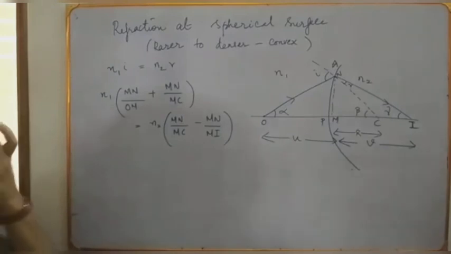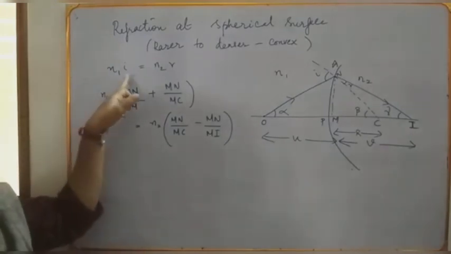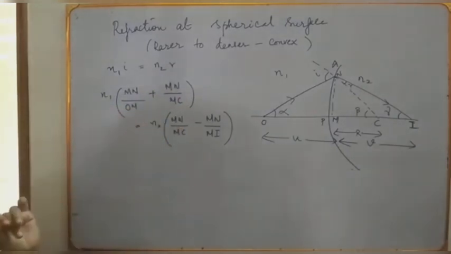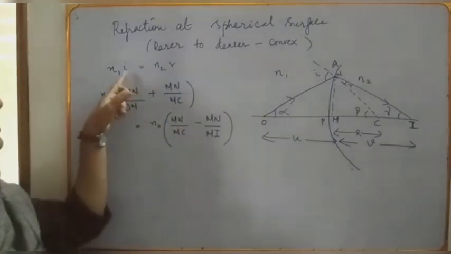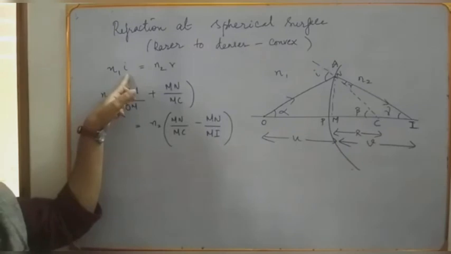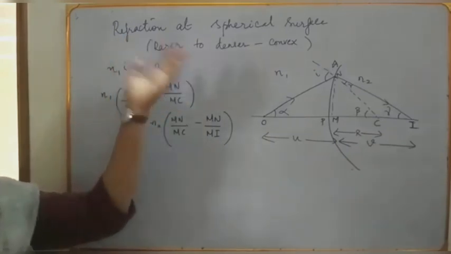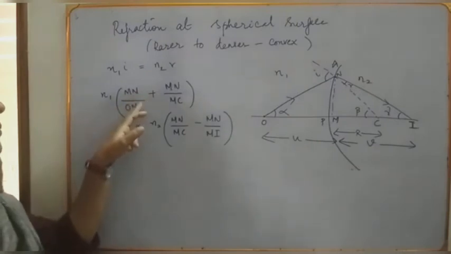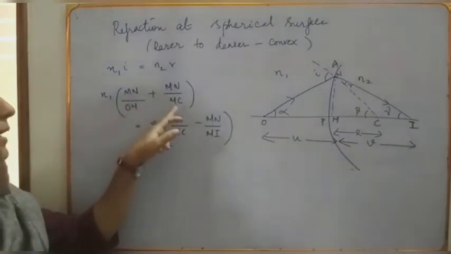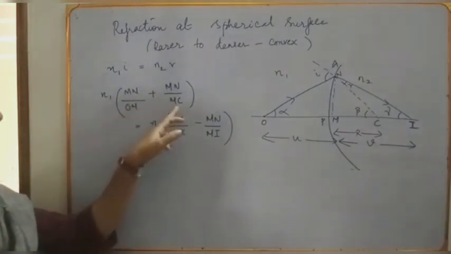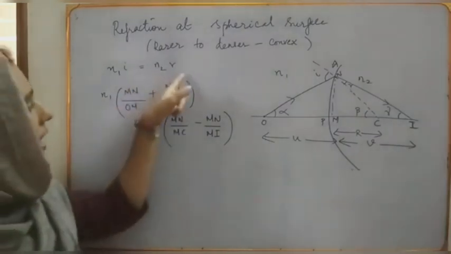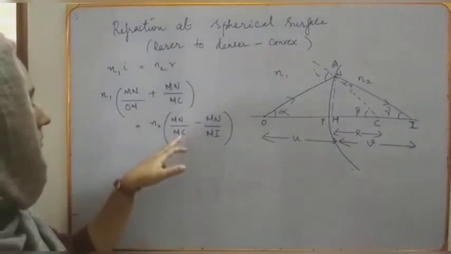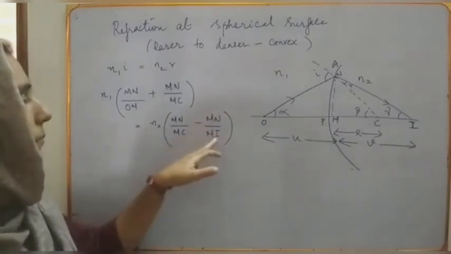So here I have written N1 into I is equal to N2 into R. Snell's law has got transformed into this form. Now I am going to substitute what we had written for I and R in the previous equations. That is, I was MN by OM plus MN by MC, that was alpha plus beta. And R was beta minus gamma, which in terms of distances is MN by MC minus MN by MI.